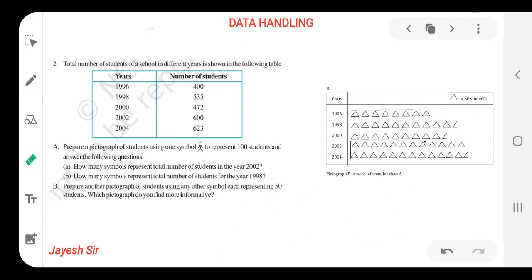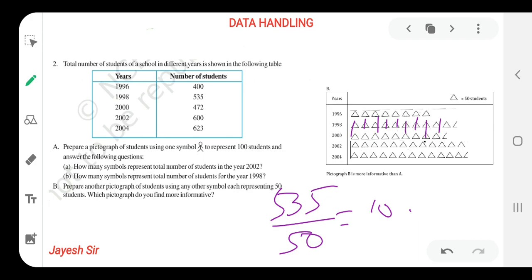So let's begin for the next year, that is 1998. 535 divided by 50. Yes friends, so what would be the answer based on that? 10 times 50 is 500. So 10 would be there and 1 half. Yes friends, so that would be the answer. So let's see. 10 full and 1 half is there. 1 2 3 4 5 6 7 8 9 10 and 1 half. Yes, so our answer is also correct for year 1998.